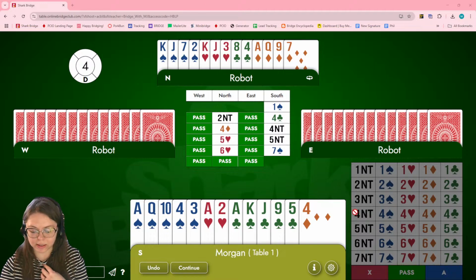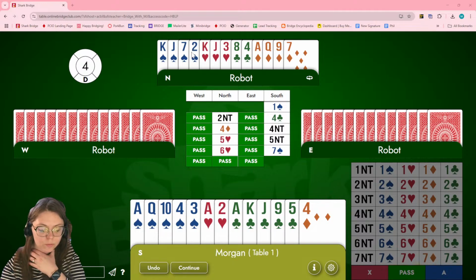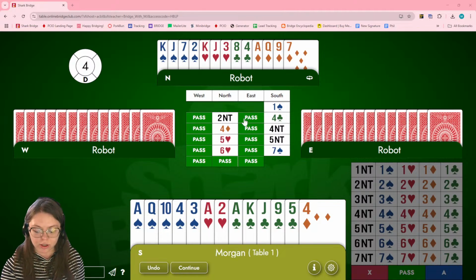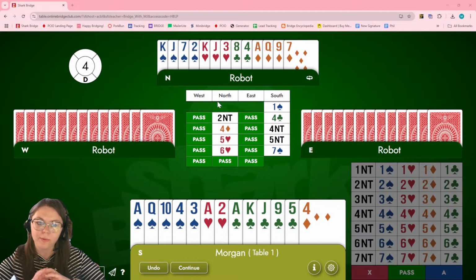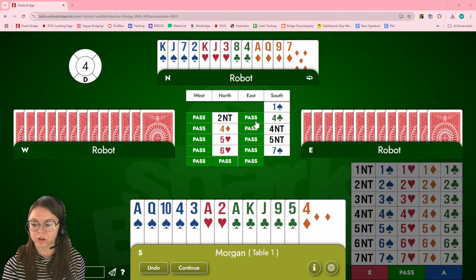So you can see I've got this diamond, we've got the ace king of hearts, we have the ace king of clubs, we have shortness, we have ruffing potential, lots and lots of potential here to definitely make this contract, and it's all because we catapulted ourselves through this auction with this 2 no trump bid.